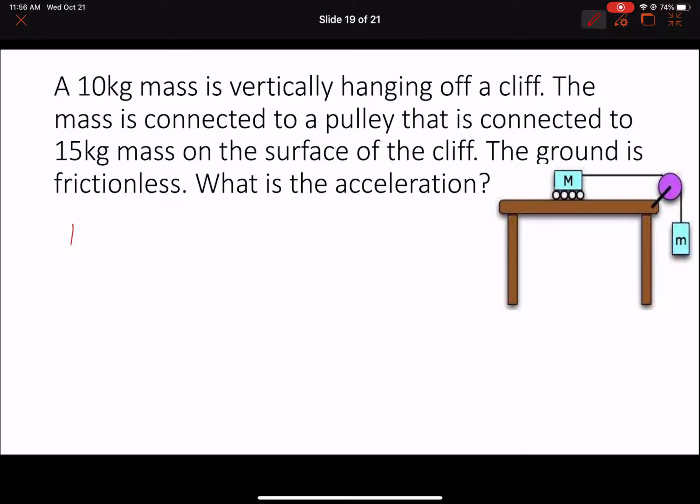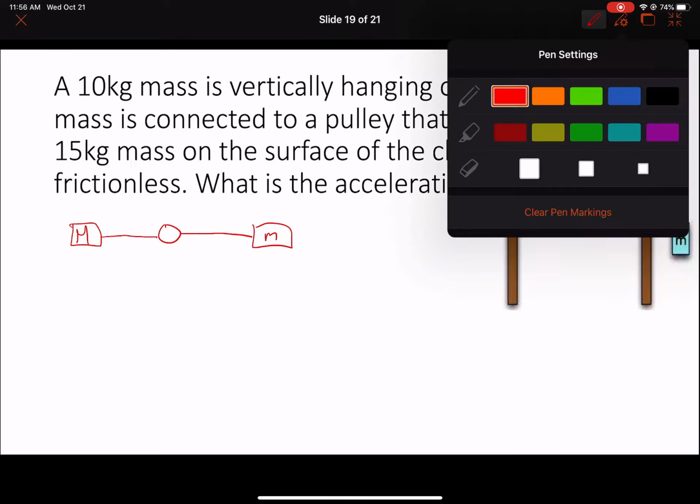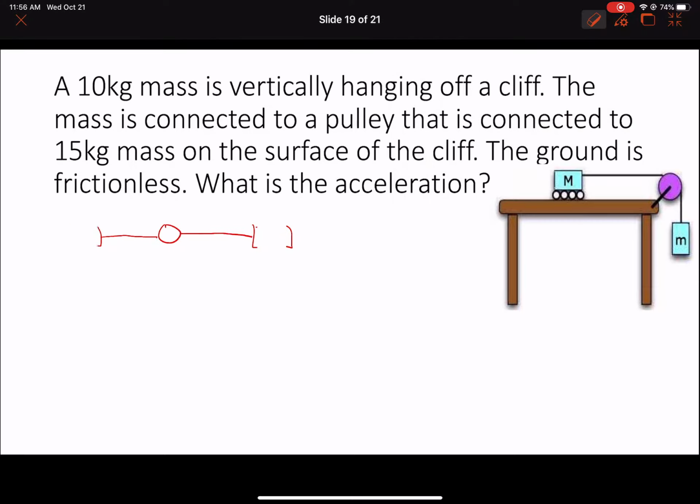So let's stretch out this mass. We're doing a capital M here and a lowercase m here. And I think, based off the problem, it's saying that the 10 kilogram one is hanging off the cliff. So that's this one, and then the mass on the surface is 15.